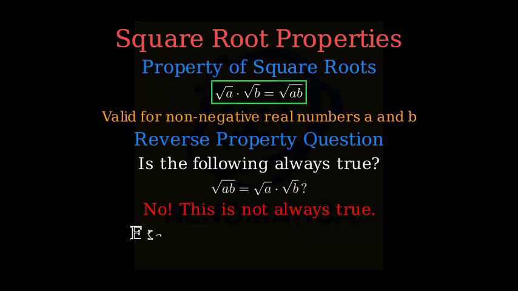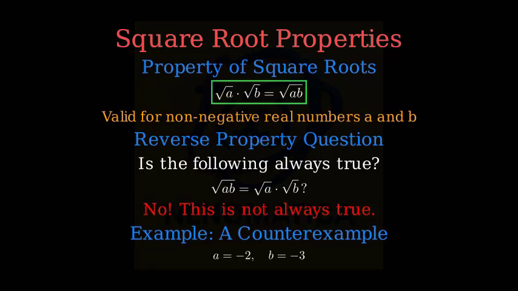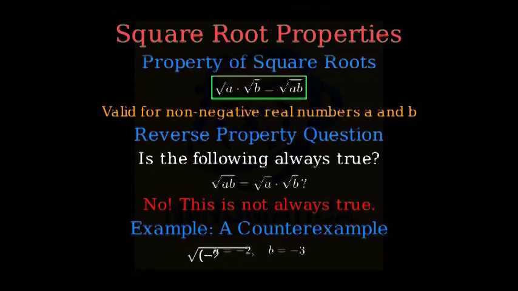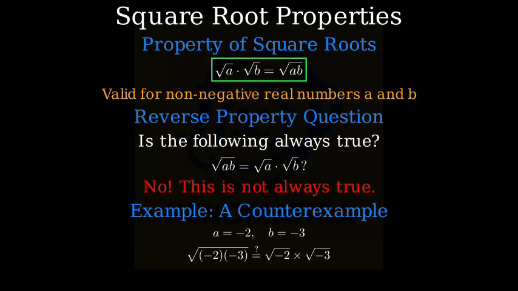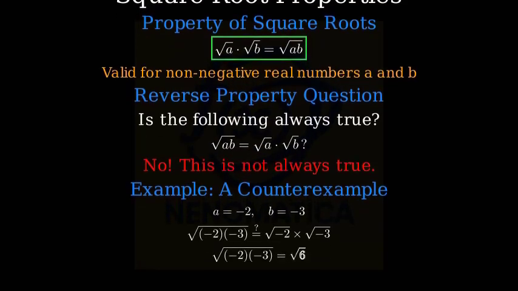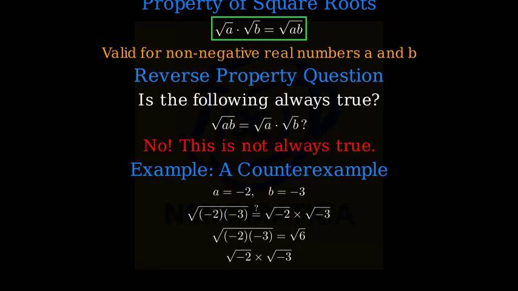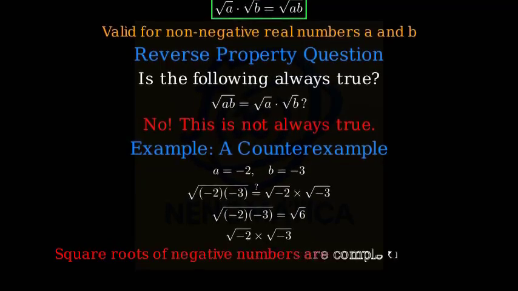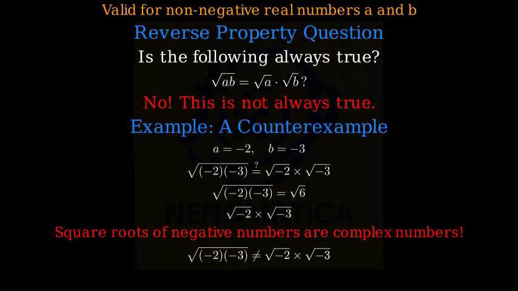Let's see why. Let's demonstrate this with a concrete counterexample. Consider a equals -2 and b equals -3. Let's substitute these values into both sides of the equation and see what happens. For the left side, we have the square root of -2 times -3, which is the square root of 6. For the right side, we have the square root of -2 times the square root of -3. But here's the problem. The square root of -2 and the square root of -3 are not real numbers. The square roots of negative numbers are complex numbers, so the expression on the right is not equal to the square root of 6.